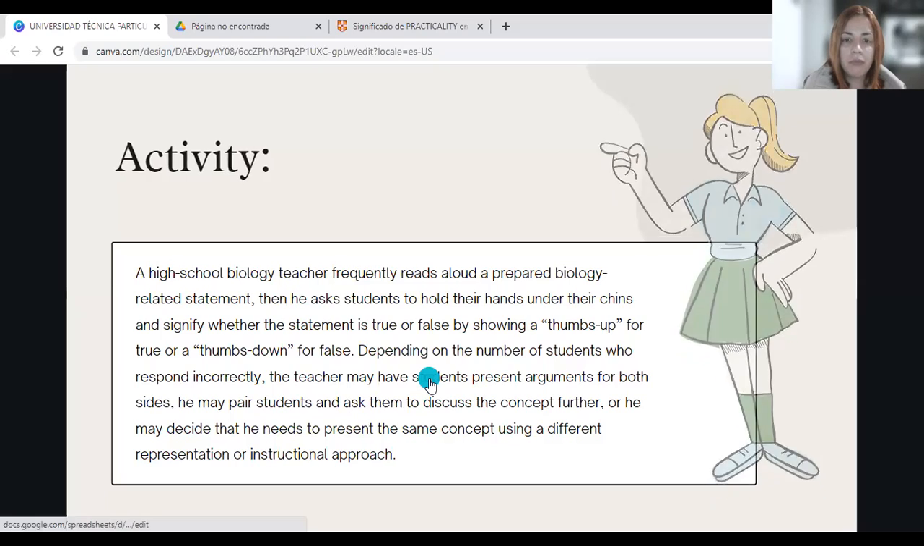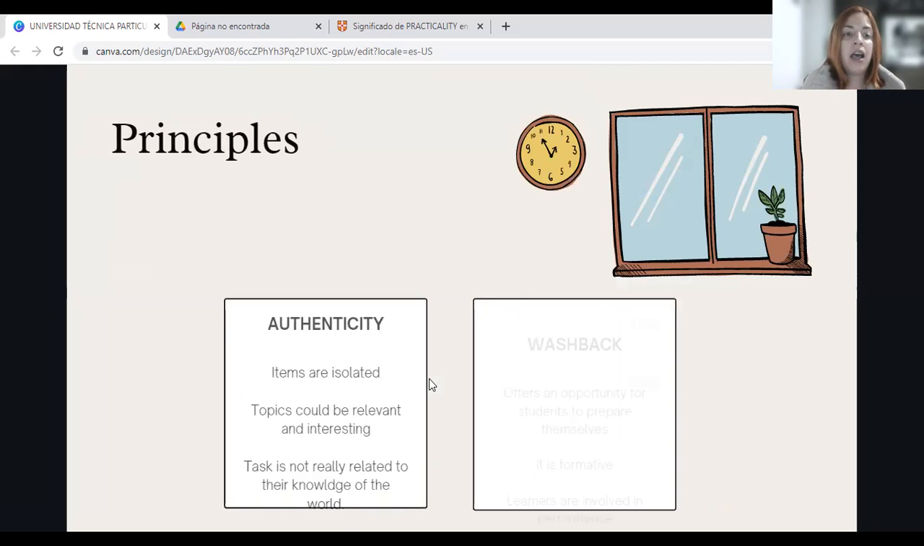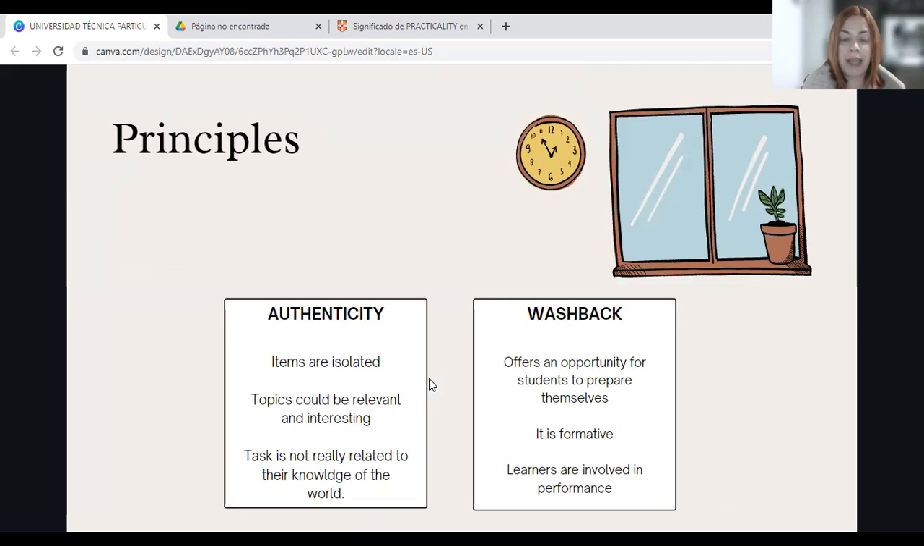So these are the 5 principles. We have practicality, reliability, validity, authenticity and washback.